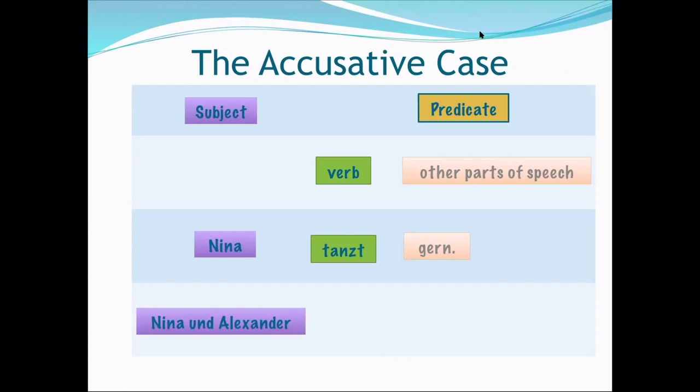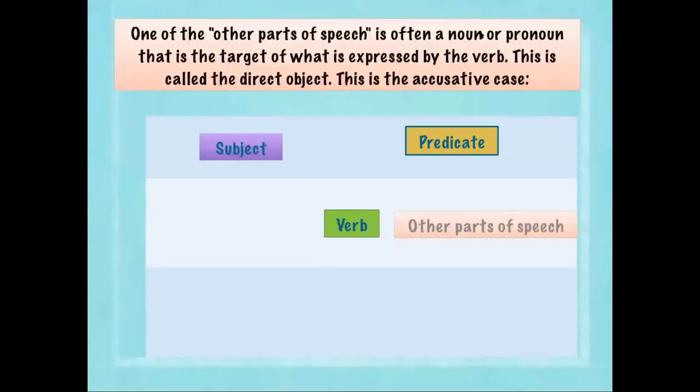Nina und Alexander, so here we have a plural subject. Gehen is conjugated now for that plural subject versus tanzt, which was conjugated for the singular subject Nina. Nina und Alexander gehen oft in die Disco. So who's the subject? Nina and Alexander. They are going. And where are they going? To the disco frequently. So other parts of speech can also be a noun or pronoun, which is targeted by the verb. And this is something you've already been wanting to do, but you haven't been able to. So this is now, from here on out, you can have much more realistic sentence structures.